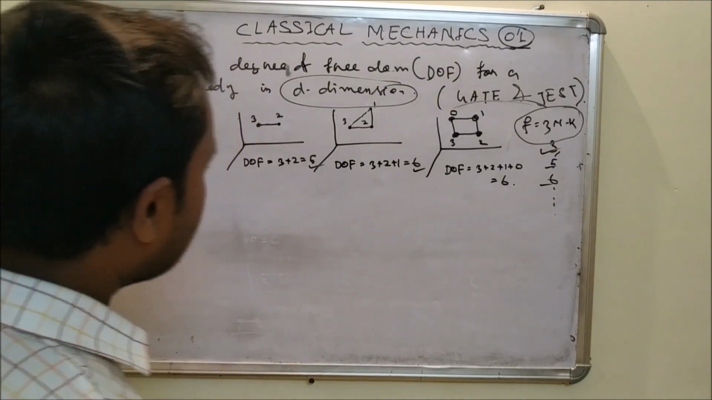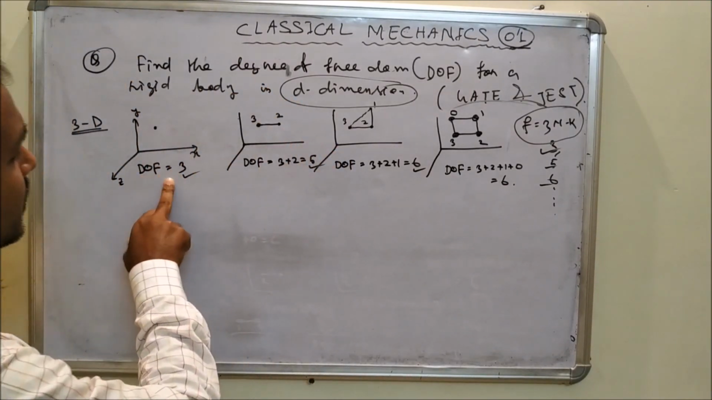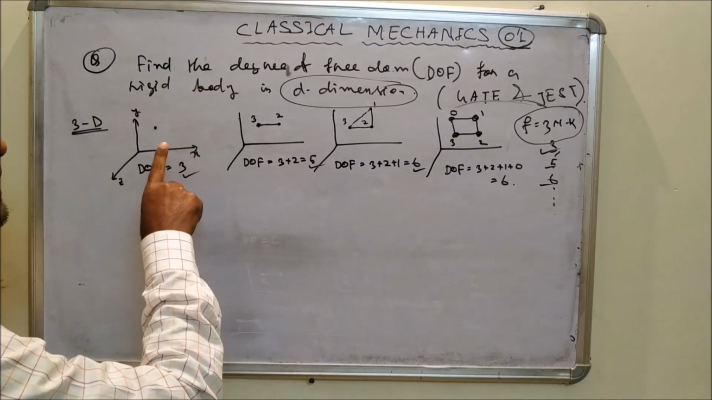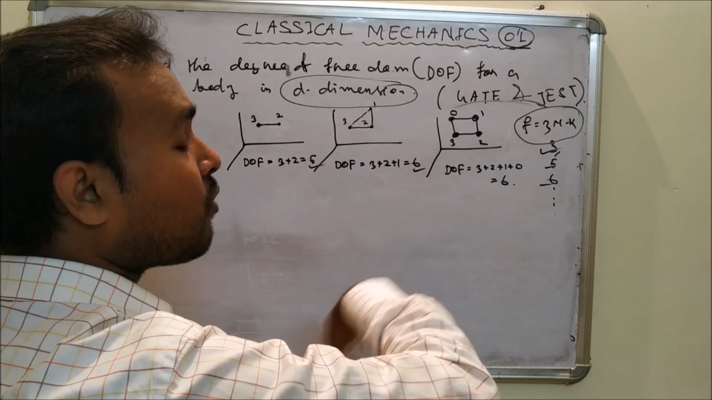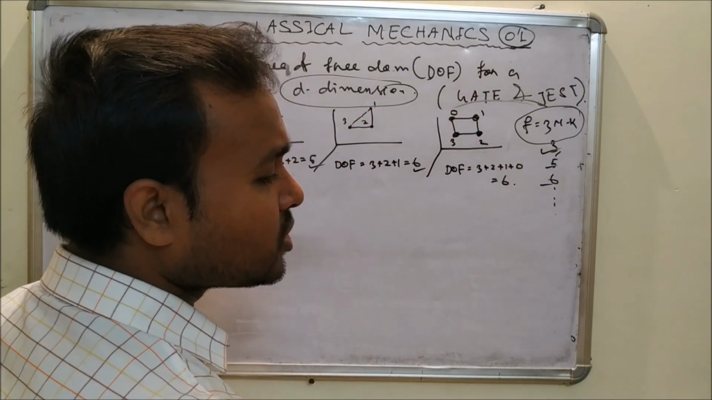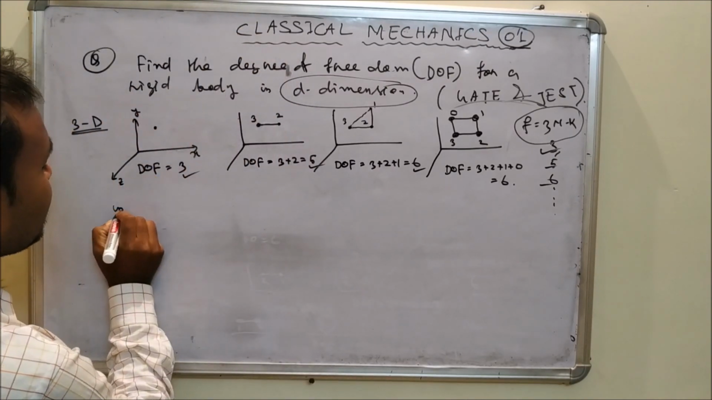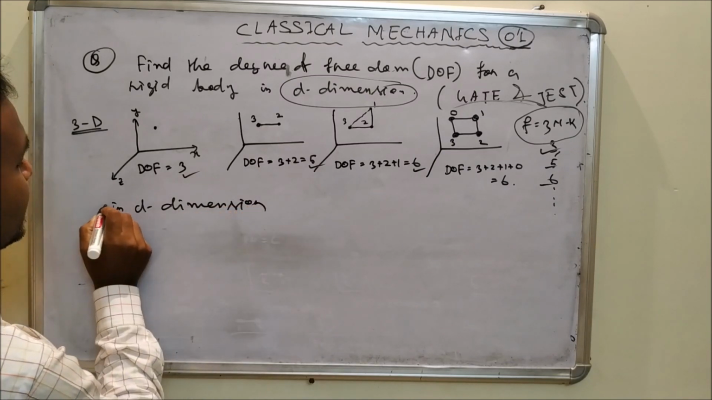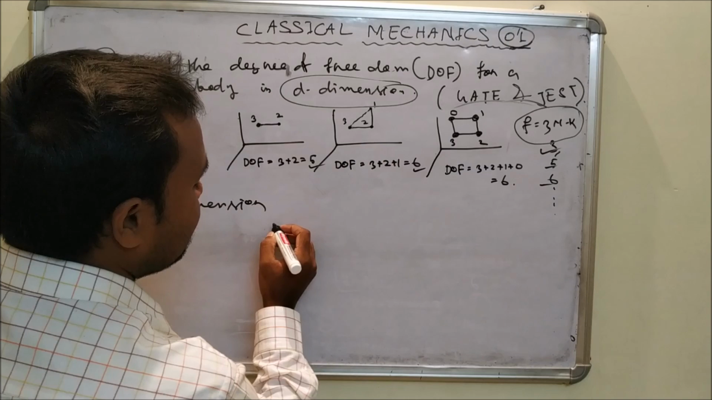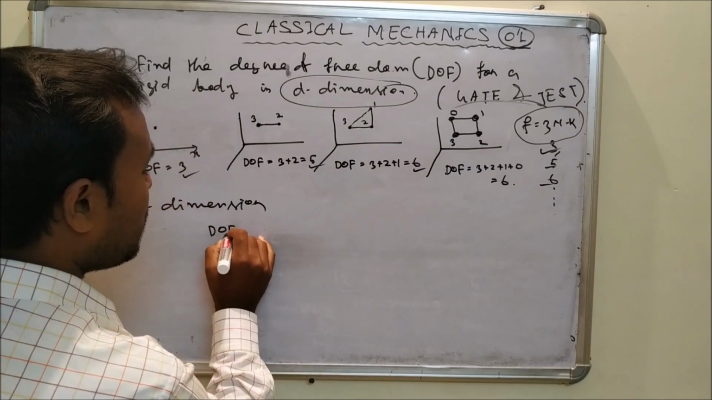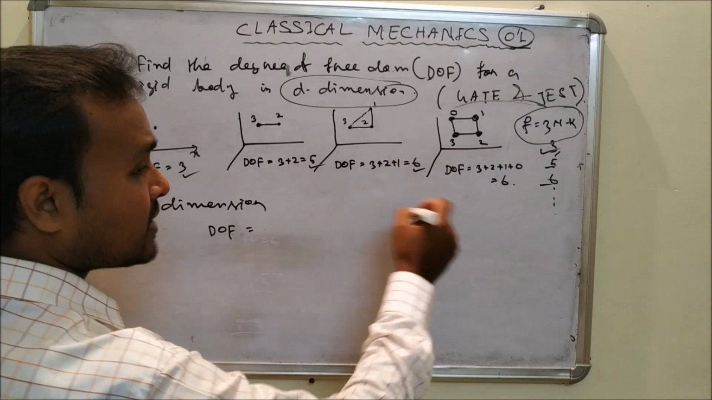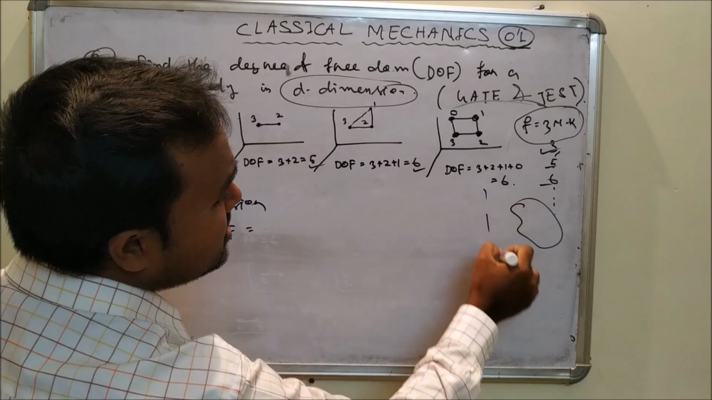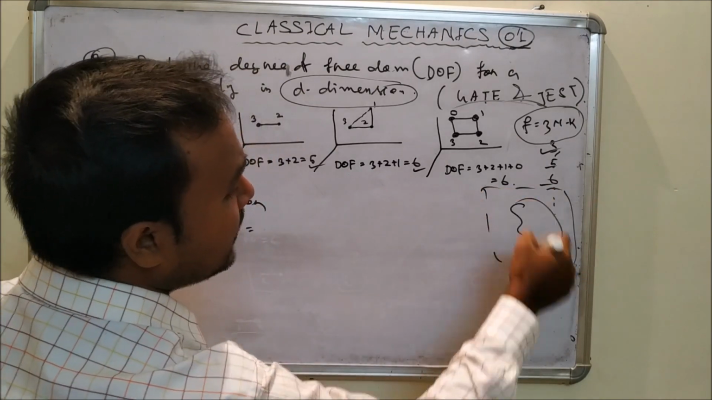Now tell me one thing: when we calculated for the 3D case, when the number of particles is greater than the dimension, what are the contributions of degree of freedom? That is zero contribution. Suppose you see in D dimension, we don't know what D will be. In D dimension, the DOF for a rigid body, consider a rigid body here in D dimension. We don't know what this dimension is, I'll just say D because we cannot draw the dimension.